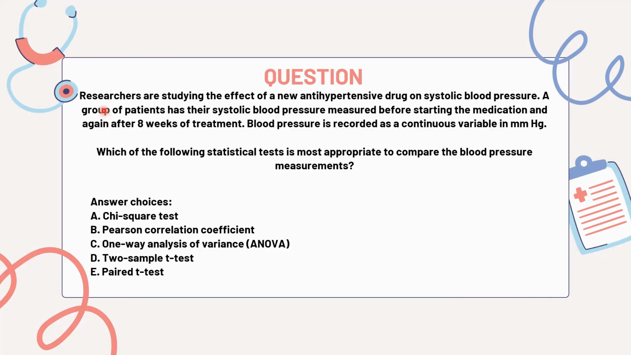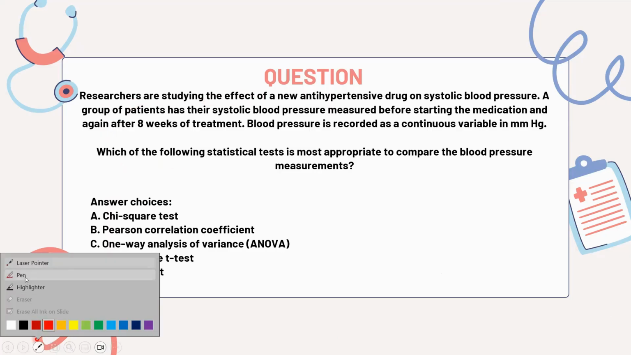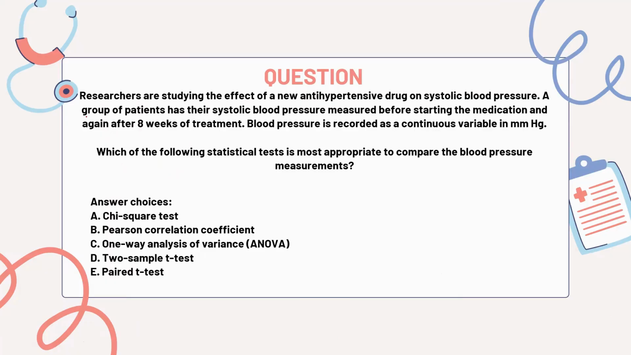So going to the question, we are seeing that researchers are studying the effect of a new antihypertensive medication on systolic blood pressure. They had one group of patients, and had their systolic blood pressure measured before starting and then again after 8 weeks. So there is one group of people before and after. When measuring a group before and after for a numerical value, we are expecting a t-test.